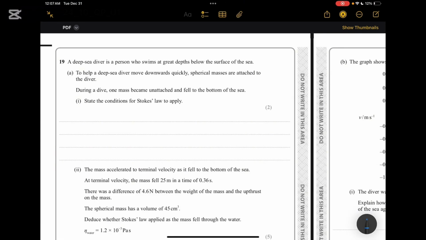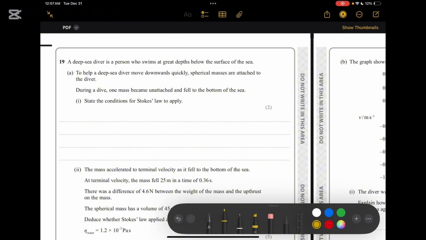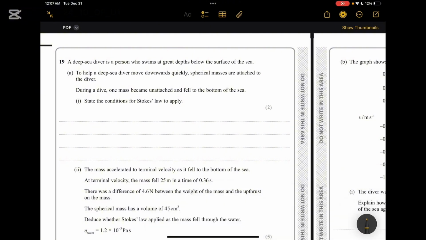Okay, so let's solve the question number 19 right now. In the question 19, they have said a deep sea diver is a person who swims at great depths below the surface of the sea. Okay, the first question they have said is state the condition for Stokes law to be applied. Okay, we know for the Stokes law to be applied, the object must flow with laminar flow. The object must be traveling at slow speeds.